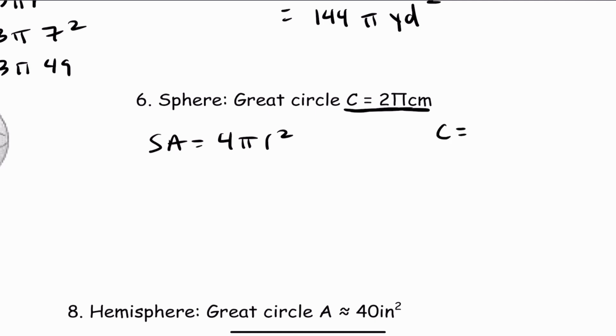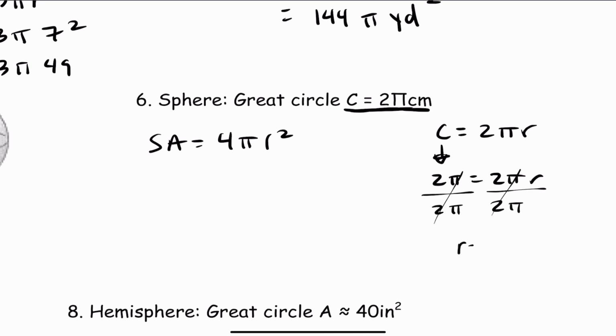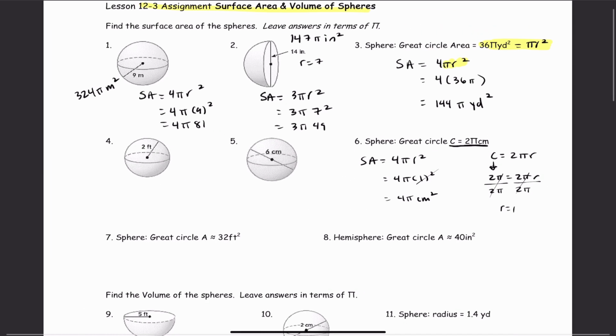So circumference is equal to 2 pi r, and c is 2 pi. So 2 pi is equal to 2 pi r. And I'm going to solve for the desired variable, the radius. So I have r equals 1. So if r is equal to 1, I have 4 pi times 1 quantity squared. And we know that 1 squared is just 1. So you're really left with just 4 pi. So 4 pi square centimeters. Okay? All right.